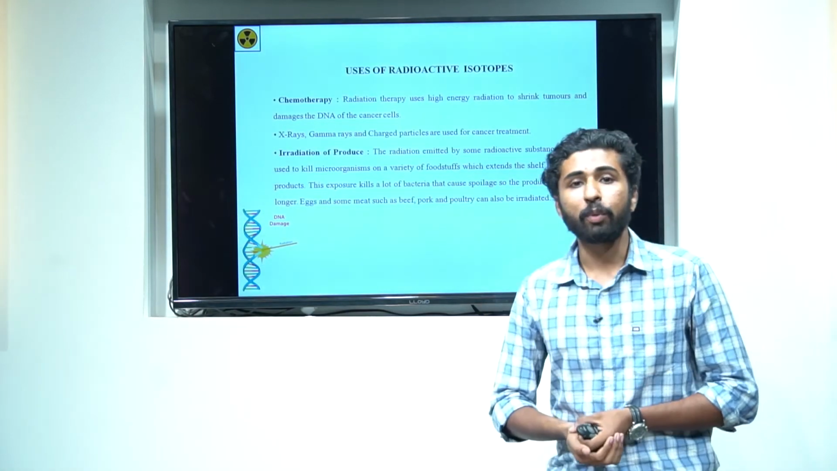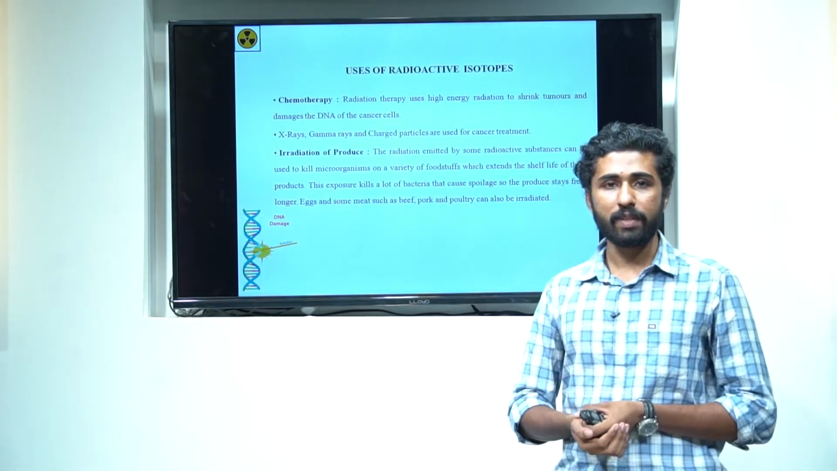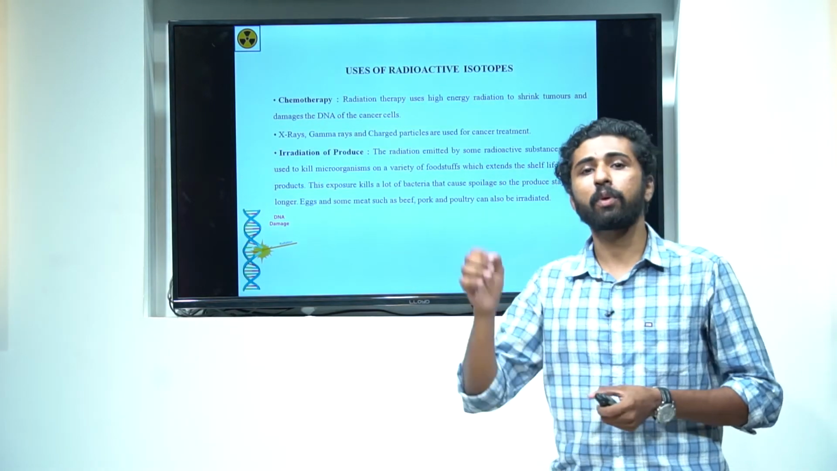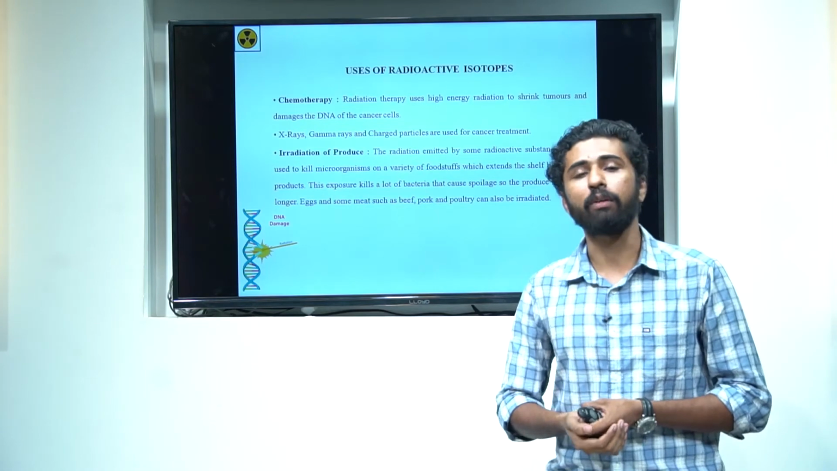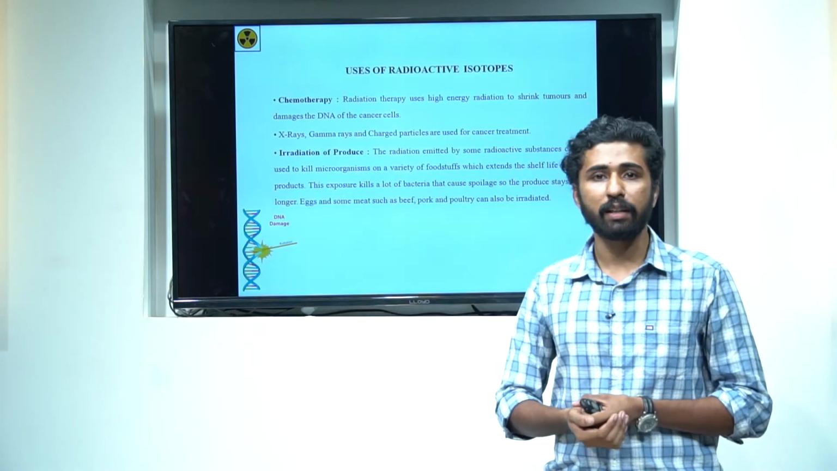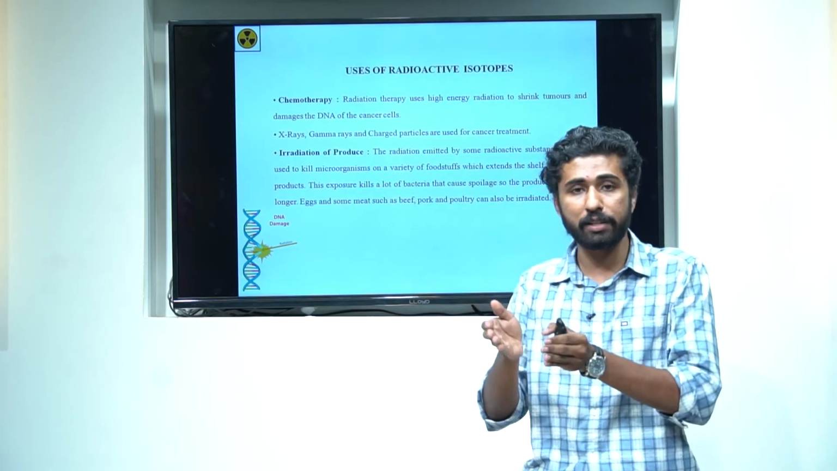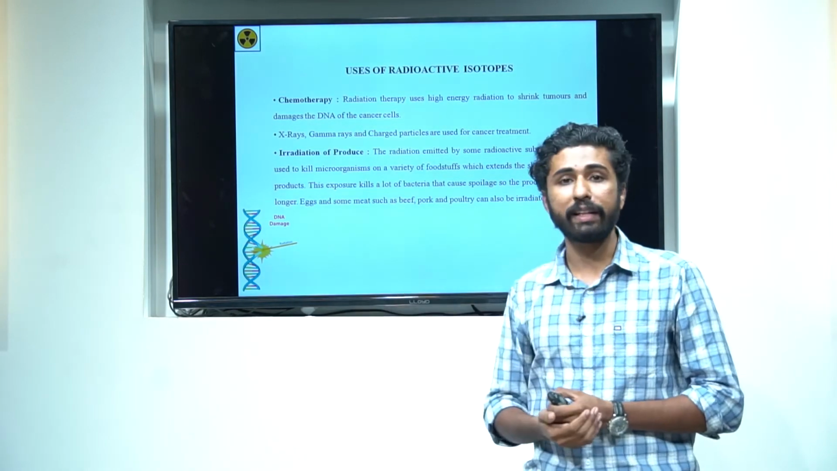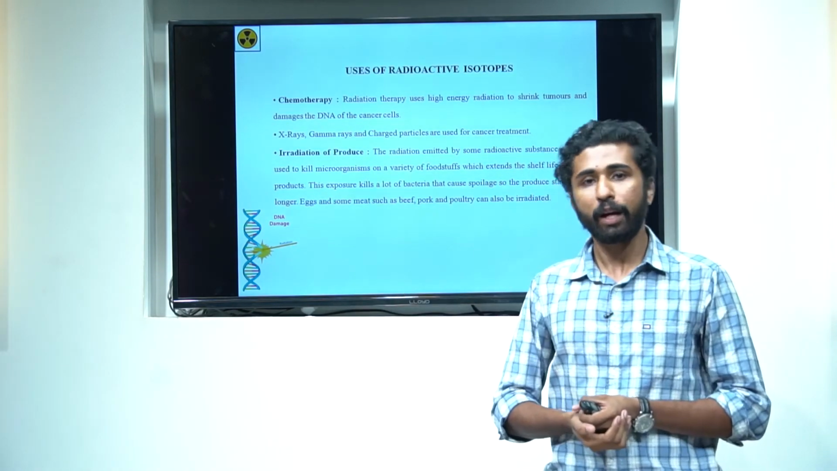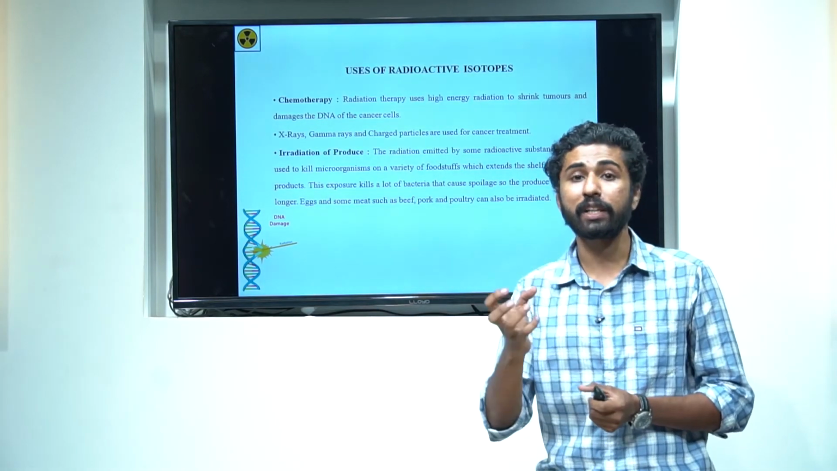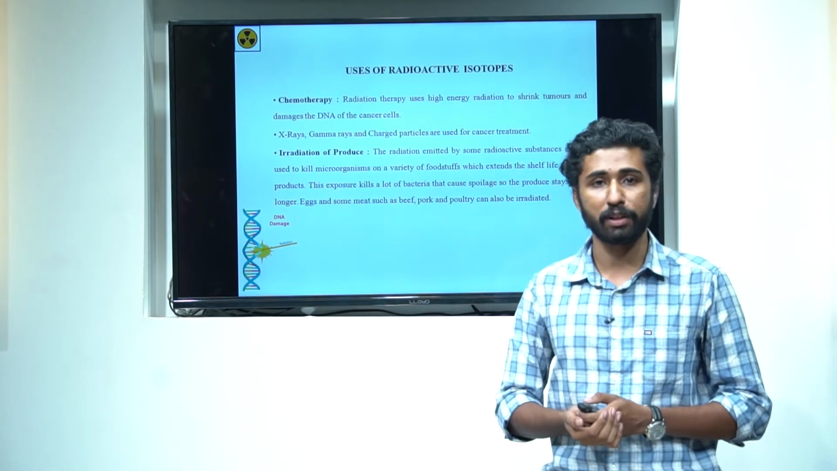Next one is chemotherapy. It's very important. It's done for cancer patients. It's for breaking the DNA of the cancerous cell. We could use high energy gamma radiation. Using that gamma radiation, we can destroy the DNA of the cancerous cell. And also the gamma radiation can be used to shrink the tumors that are present in our body.